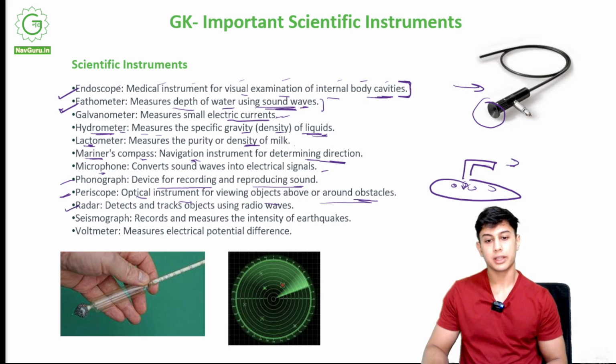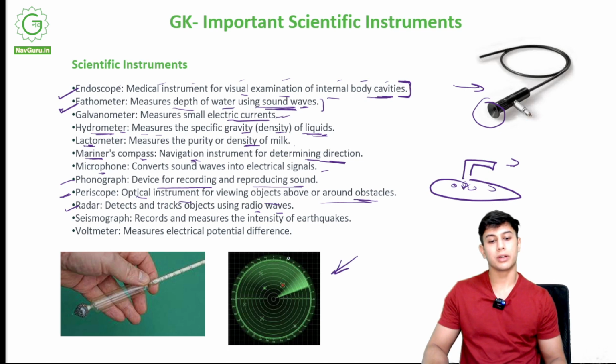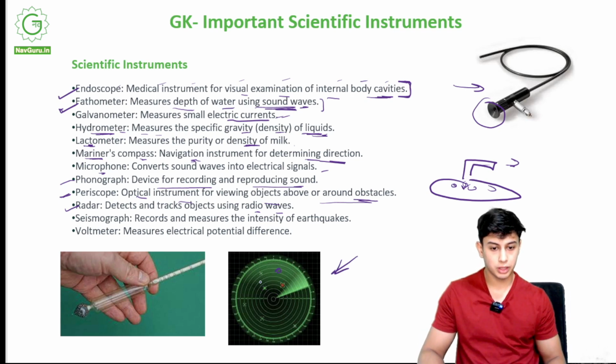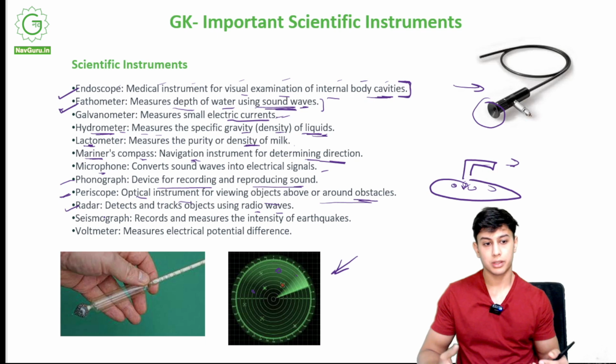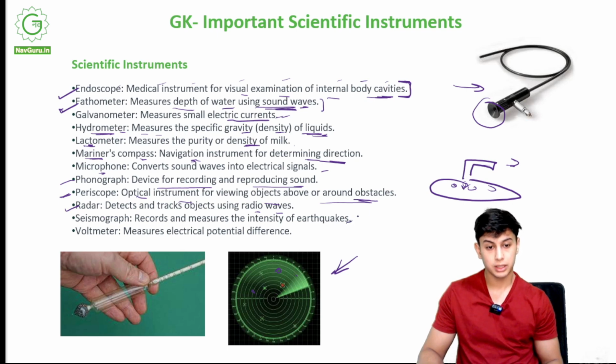A radar detects and tracks objects using radio waves. Okay, so this is a radar. If we can't see around, right? So submarines have radars. They will detect if some other submarine or an obstacle is present nearby. Okay, this is a radar. They use sonic waves. Okay, so it would send out a sonic wave and those will be reflected back. That is what tells us that there is an object in close proximity.